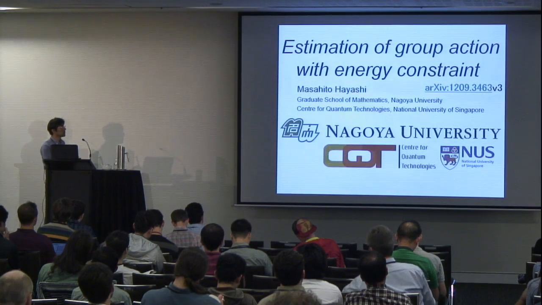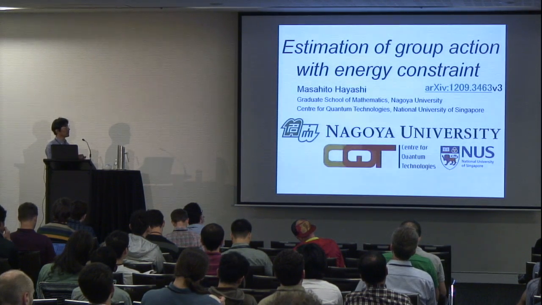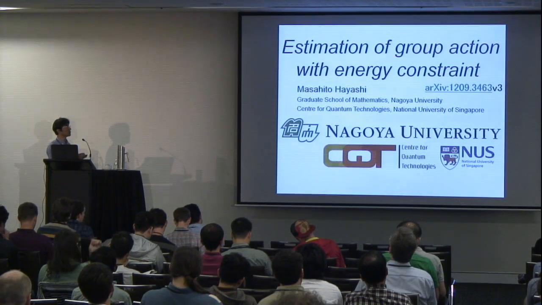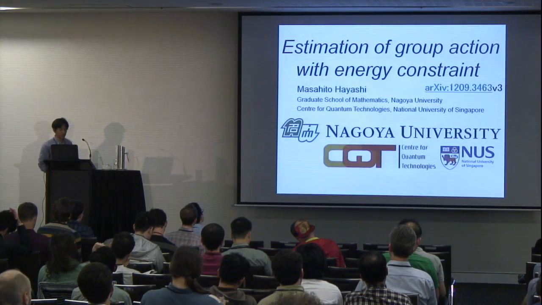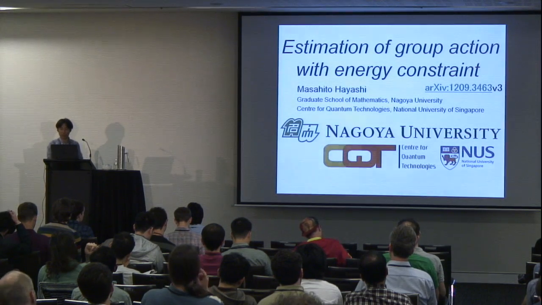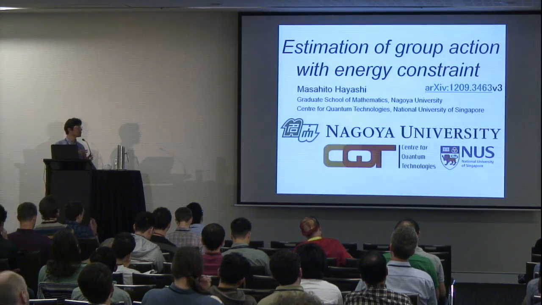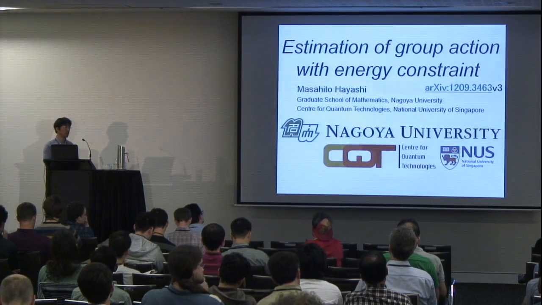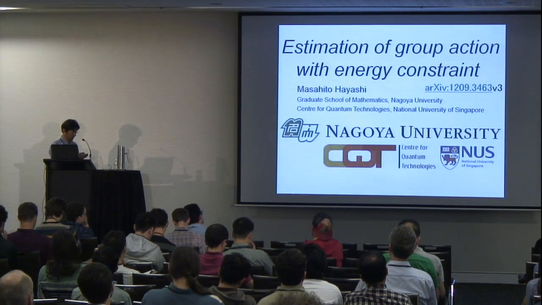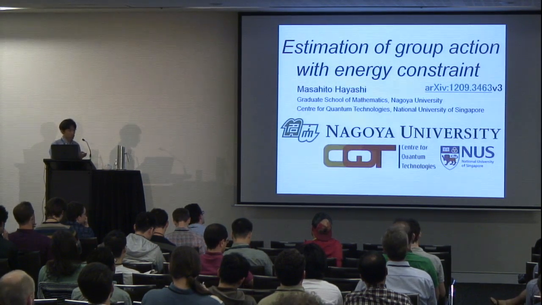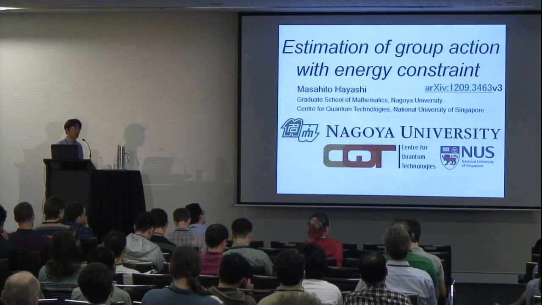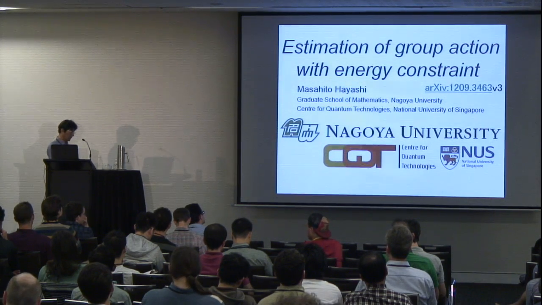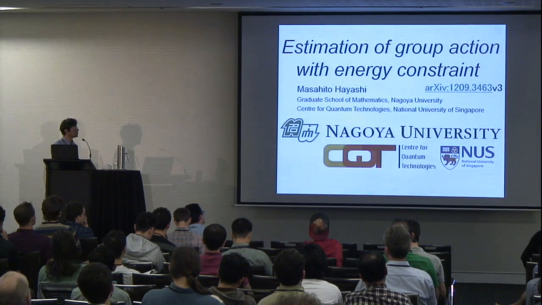But also in that case, in order to treat this problem, I consider a formulation of estimation of group action. Essentially, this is estimation of unitary action, but in order to use the group structure, we assume a group structure. So this is a slightly strong restriction, but we can derive a very tight evaluation.